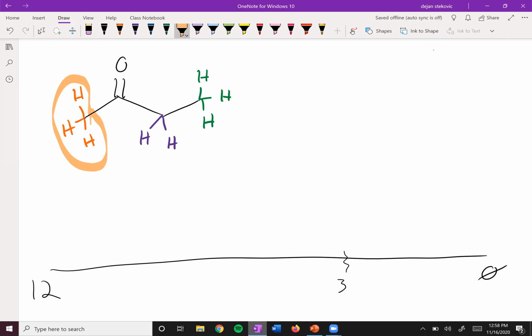So these 3 protons are all the same, and they have no coupling partners. There's nothing within 3 bonds of it to couple with. And so this will simply show up as a singlet, and it should integrate to 3 hydrogens.